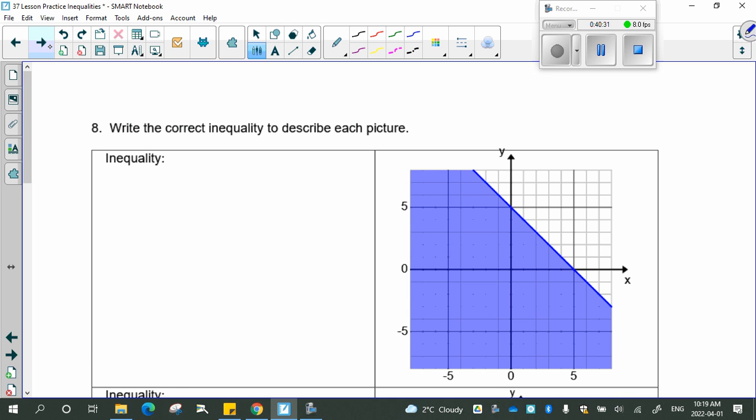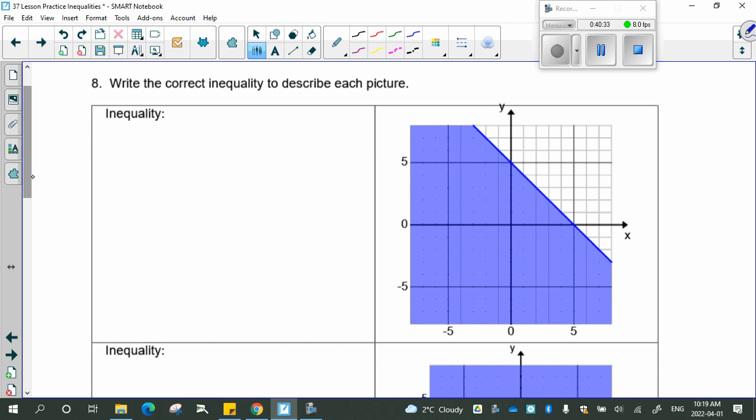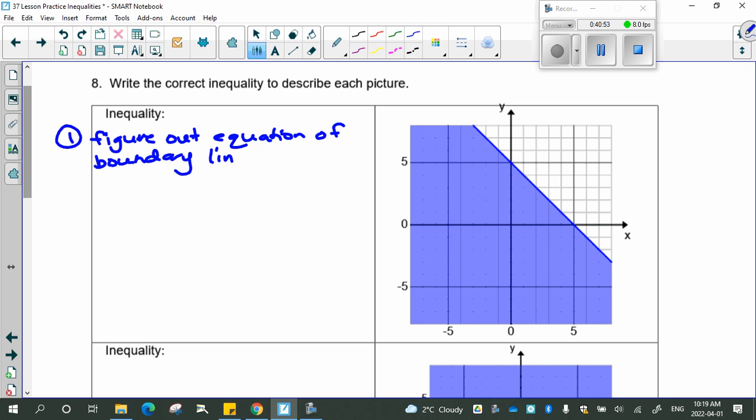Write the correct inequality to describe the picture. So these ones are a bit different. First, you have to figure out the equation of the boundary line. So that's going to be step one: figure out the equation of the boundary line. The first thing you do is figure out the equation of the boundary line. In order to do that, you need to know what m is and what b is from the graph.